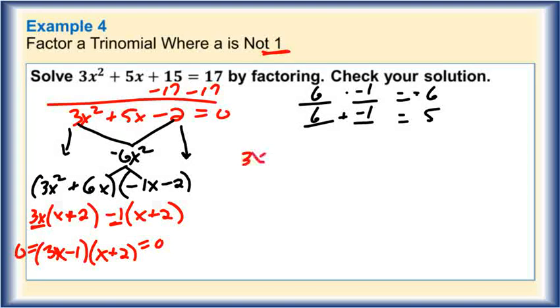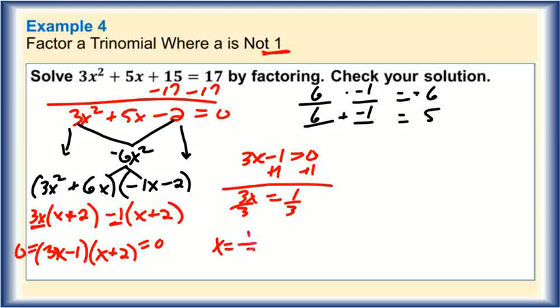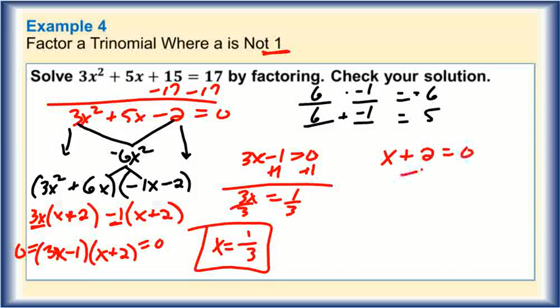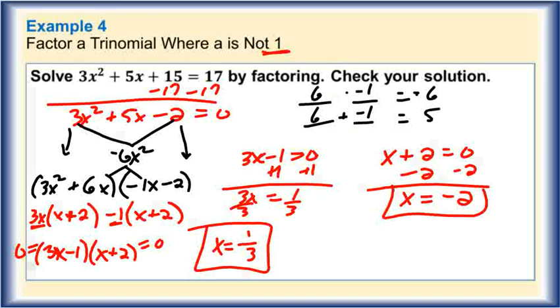So 3x minus 1 equaling 0. Add 1 to both sides. I have 3x equaling 1. Divide by 3. X would equal 1/3. On the other one, I have x plus 2 equaling 0. Subtract 2 on both sides, and I would have x equaling a negative 2. And that would be my solutions.